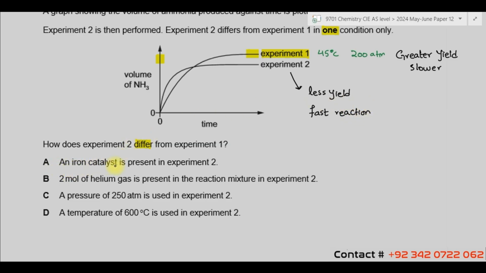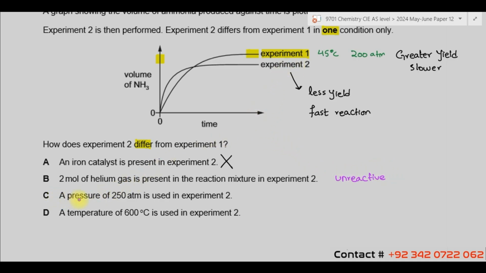Alright, so part A, an iron catalyst is present in experiment 2. Because of the presence of catalyst, speed increases. So one part is true, we have faster reaction, but yield does not change. Catalyst never changes the amount of product formed. So it is incorrect. Part B, 2 moles of helium gas is present in the reaction mixture in experiment 2. Now helium is an unreactive gas, so it does not affect the rate of reaction. It does not change the yield.